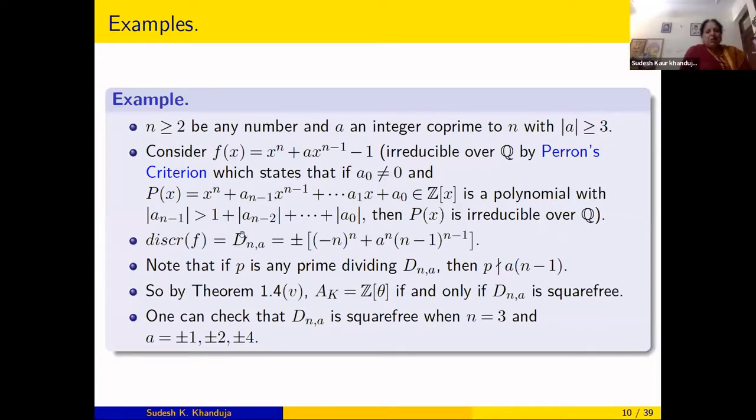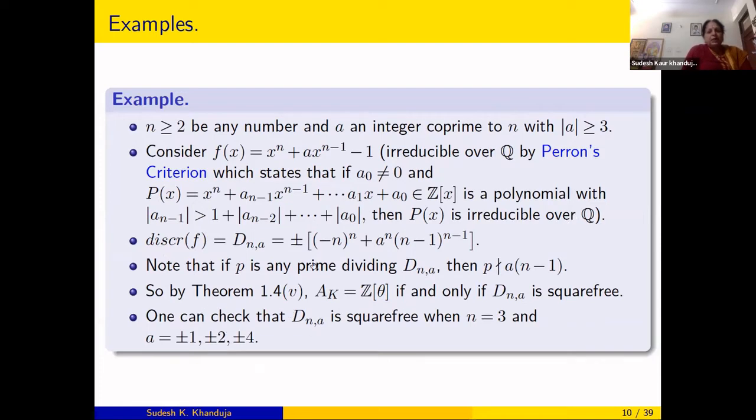So there's a small, interesting application. Consider f(x) equal to x to the power n plus a x to the power n minus 1 plus other terms. This is irreducible over Q by Perron's criterion, which states that if a0 is not equal to 0, the constant term of a polynomial with integral coefficients is non-zero, and the absolute value of the second term is strictly greater than 1 plus the absolute values of the other coefficients, leaving the leading coefficient 1, then f(x) is irreducible over the field Q of rational numbers.